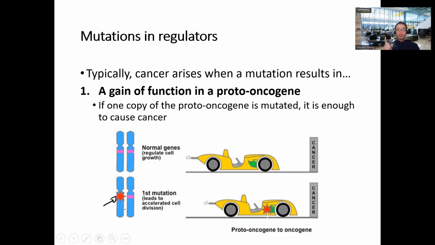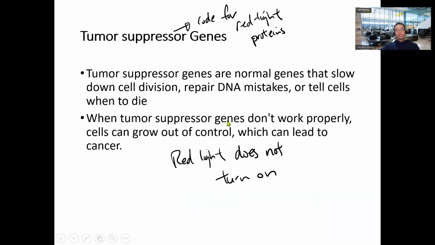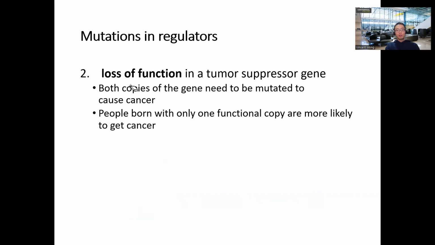Okay, so only one hit, one mutation on one of the copies, is enough to push the cell over the edge and cause it to divide in an uncontrolled fashion. Think of it as a car with a stuck accelerator. It would just keep on going and going and doesn't know when to stop. Okay, we call this a gain of function mutation, because before it was able to turn on and off, but now it's stuck on the on function, right? So it's gain of function. It's overworking. On the other hand, the tumor suppressor gene is a loss of function.